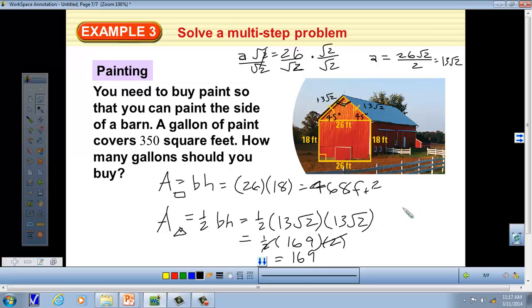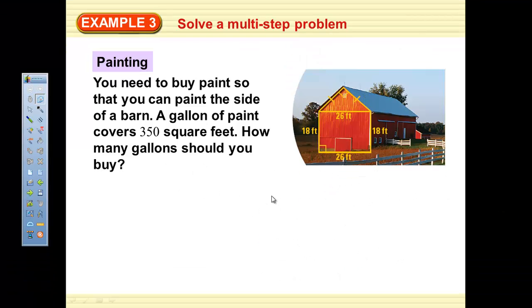We want the total area. So the total area would be these two added together, so it's 468 and 169. If we add those two together, I'm going to use my calculator here, we end up with 637. So it's 637 square feet. A little bit easier.